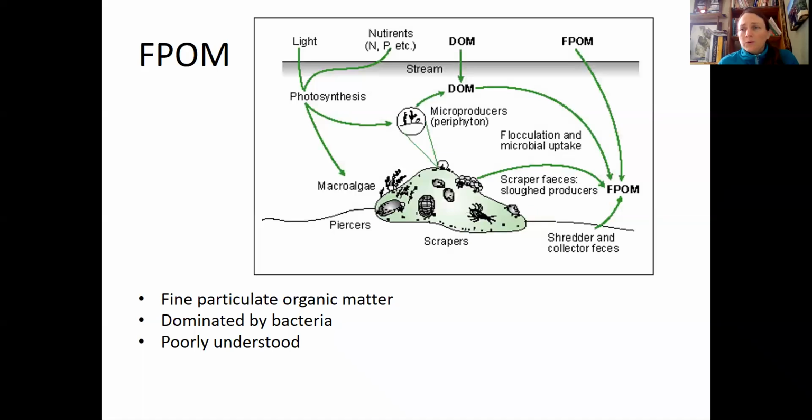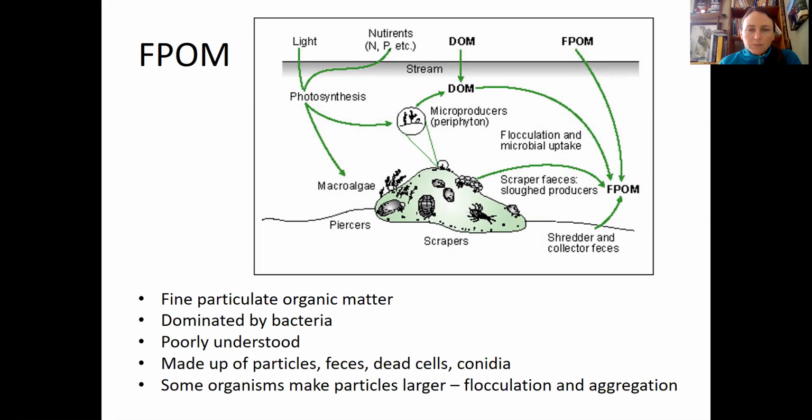Some of the colloids we were talking about for dissolved organic matter could turn into fine particulate organic matter. And so this is basically all the stuff that collector filters are going to be eating. So it's made up of particles, feces, dead cells, conidia, which are fungal spores. And some organisms make particles larger through flocculation and aggregation.